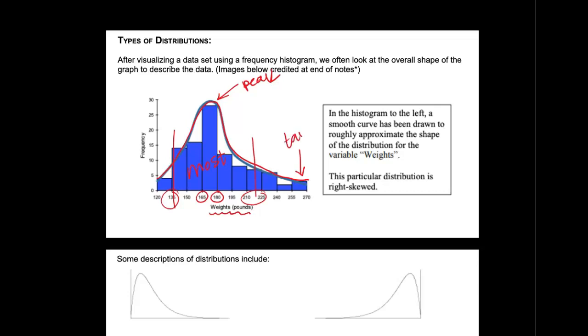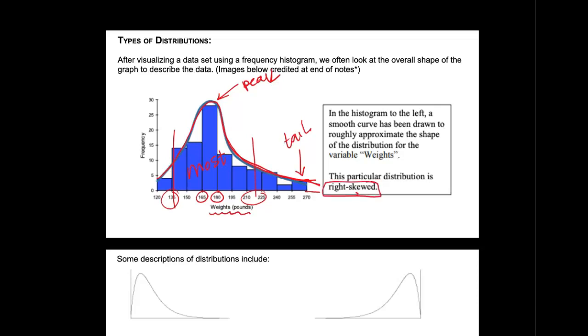This we can call a tail. Whenever the curve goes down really close to the x-axis on one side, we say that that's a tail. You can imagine that if the x-axis continued to higher weights, that tail would continue to get closer and closer to the x-axis, because there'd be fewer and fewer people in those higher weight categories. And because this tail is on the right-hand side, we can say the graph is right skewed.